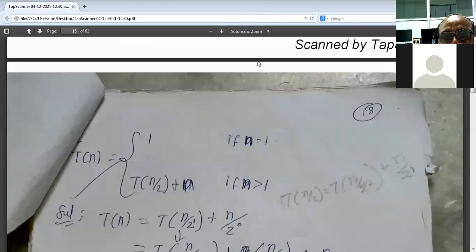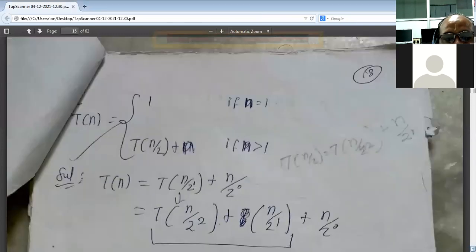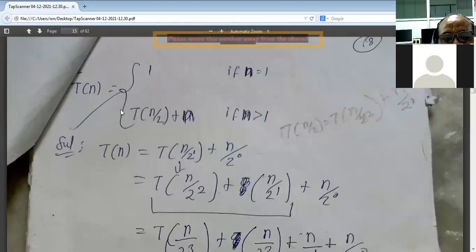So you can see here there was T(n/2) plus n in the real equation. Now I have substituted this, instead of this T(n/2), I have written T(n/2²) plus n/2. So this I have substituted for this T(n/2), and plus n is the same as it is. Now what I got is T(n/2²), so I have to find out T(n/2²) also. So how to find out T(n/2²)? So I will replace this n by n/2². So here it will become T(n/2³). Here it will become n/2².